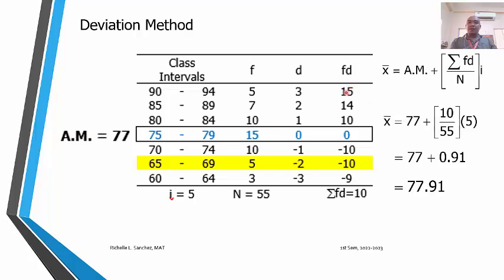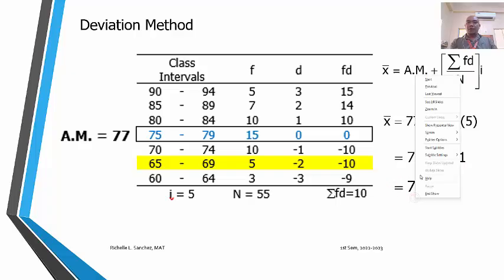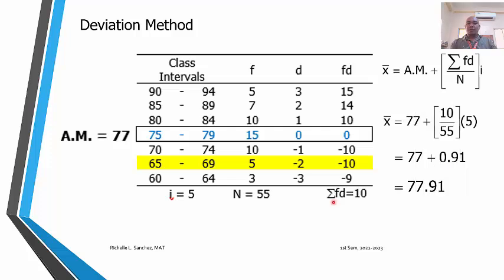After we constructed the FD column, we have to add the values in our FD. So in this case, summation of FD is 10. And then we can now plug in the given in our formula. So mean is 77, so we have here 77 plus FD, summation of FD is 10 divided by n, which is 55 times 5. Simplify, we have 77 plus 0.91, and that is 77.91. It's also the value which we got.